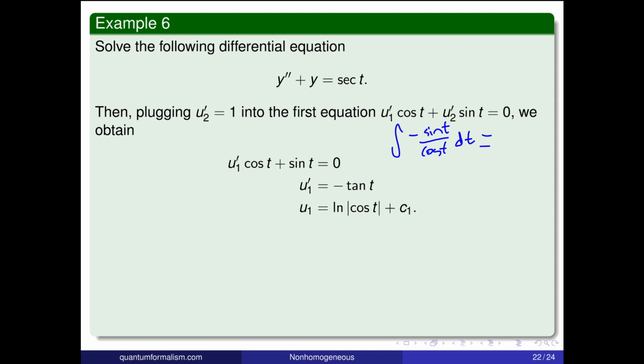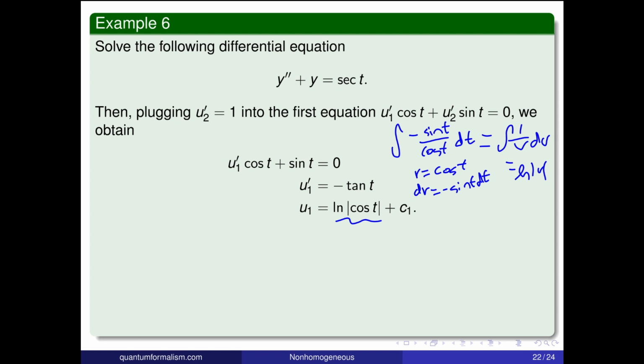And then this is some kind of substitution. v is cosine t, dv is minus sine t dt. Well, that's exactly what's appearing in the equation, right? This is just 1 over v dv in that case. So it's natural log absolute value of v, where v is cosine. So natural log absolute value of cosine t plus c1 will be that integral.